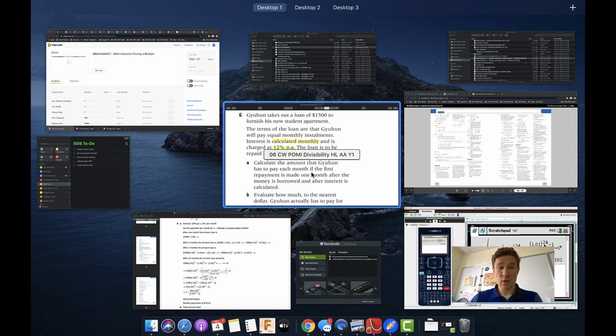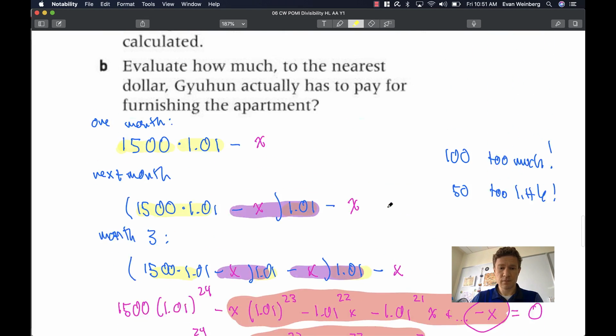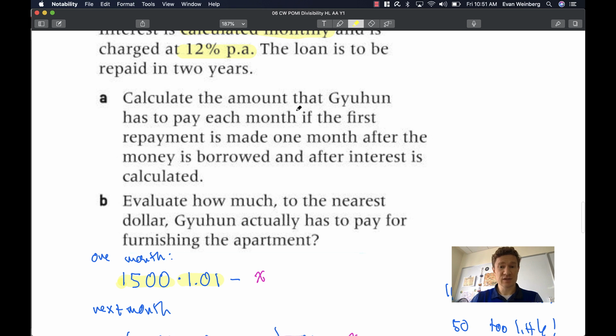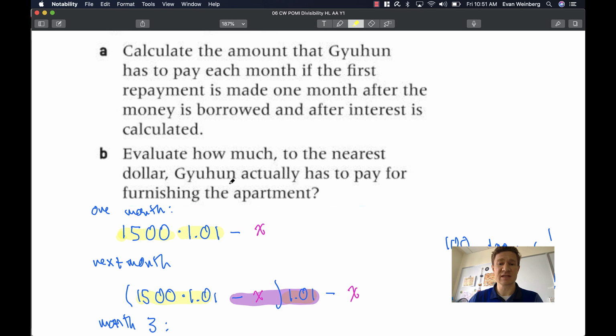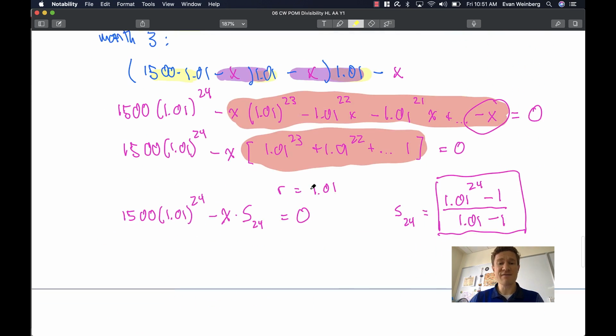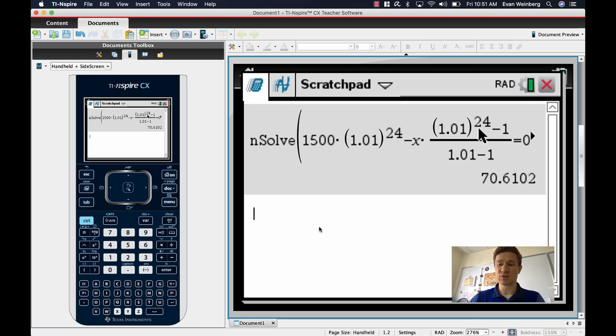If we go back to the question, we can see this is asking us to find the amount that each month we need to pay. And so we have found that amount of x being 70.61. And then this says evaluate how much to the nearest dollar we actually have to pay for the apartment. And we can also do this right on the calculator, because if we're paying 70.61 per month for 24 months, this tells us that we owe $1694.64, which we would round to the nearest dollar, and that would be $1695 as our solution.